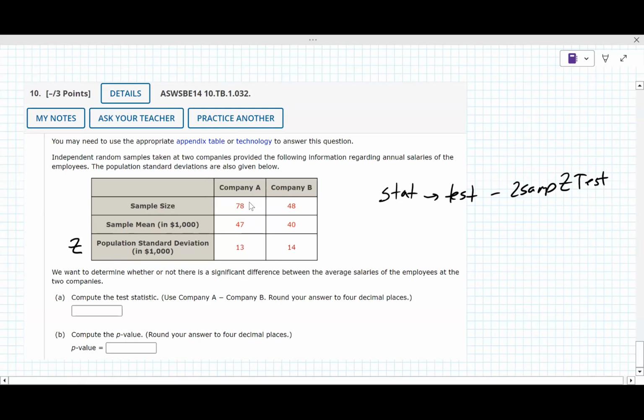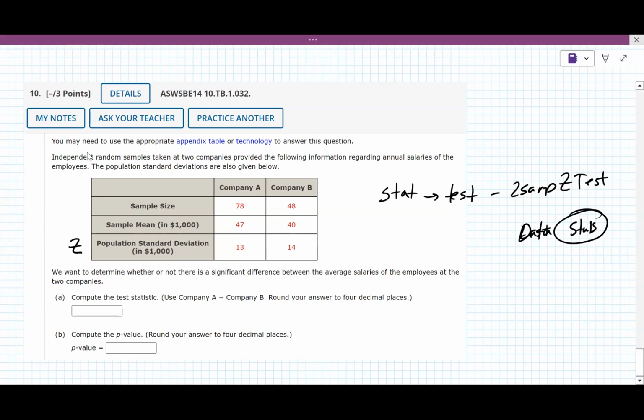All right. So I want you to go to stat, test, 2-sample z-test. It'll probably give you an option for list or data or stats again. And you want to use stats because we don't have the data. We just have the results of the data. Do you see that? Yep. So you want to enter the sample mean for the first one, standard deviation, sample size, and then do it for the second one as well. The sample size would be 78, right? Yes.